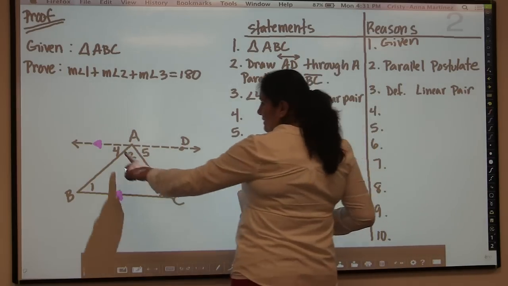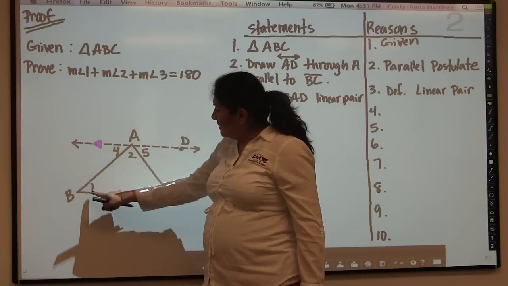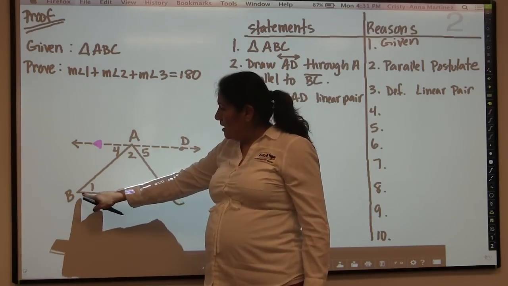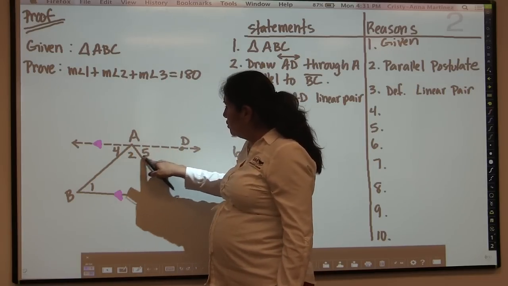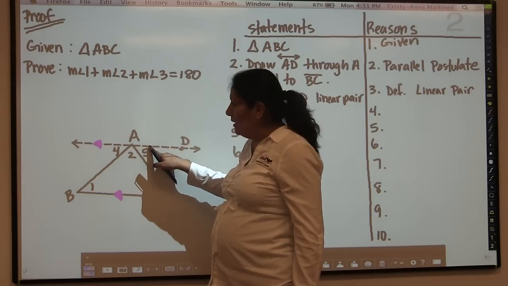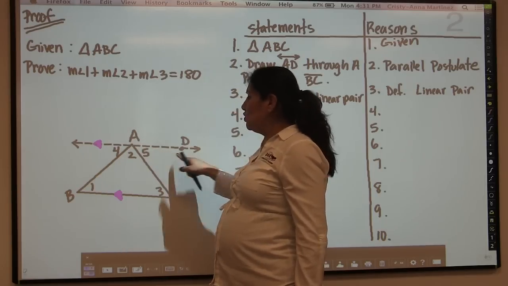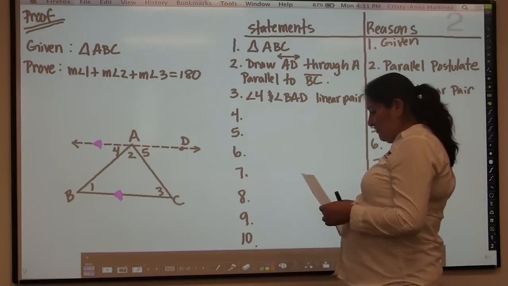So angle 4 is this angle here. And angle BAD, remember we talked about this in the last lesson, you go from B to A all the way to D. So it's actually these two angles combined. So if I take this angle here, angle BAD, and angle 4, then they do in fact form a line. So they form a linear pair. That's the definition of a linear pair.